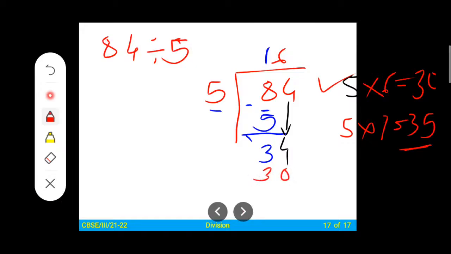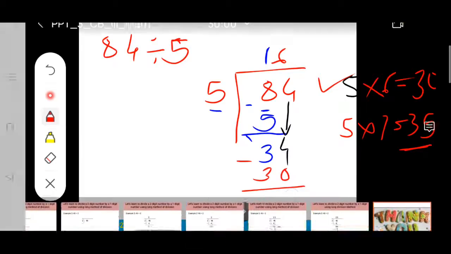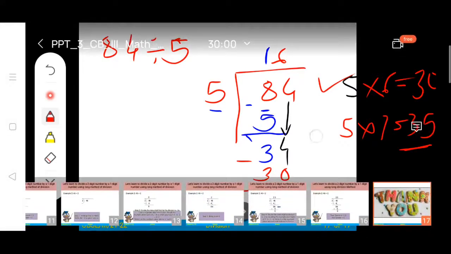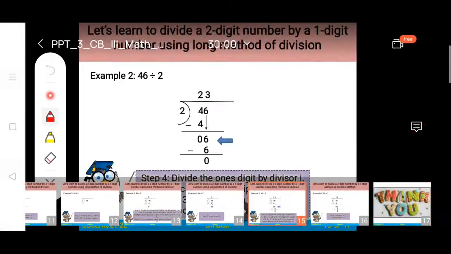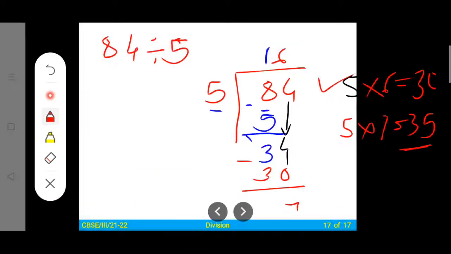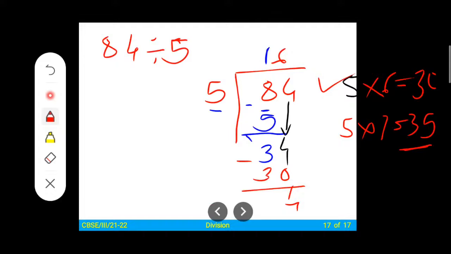30. Okay, now start the subtraction. 4 minus 0, 4. 3 minus 3, 0. So there you can see there is a 4 left.